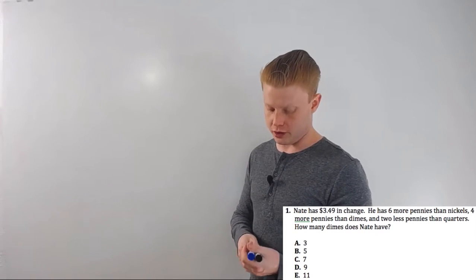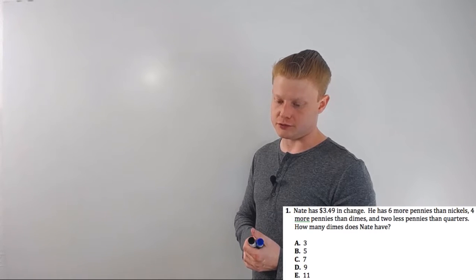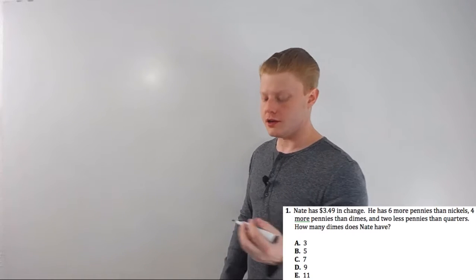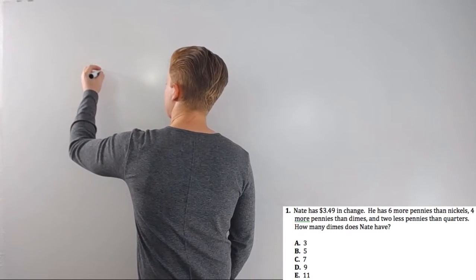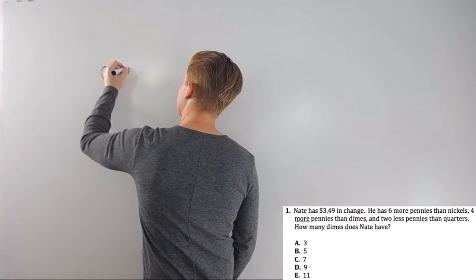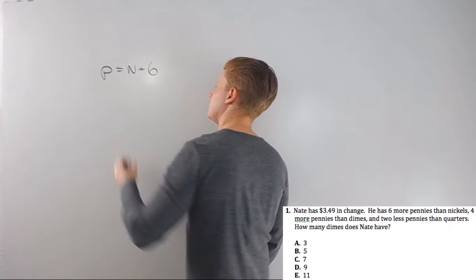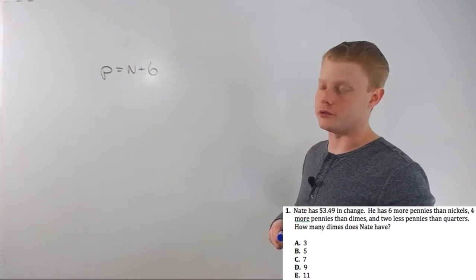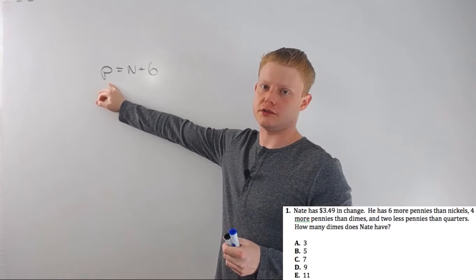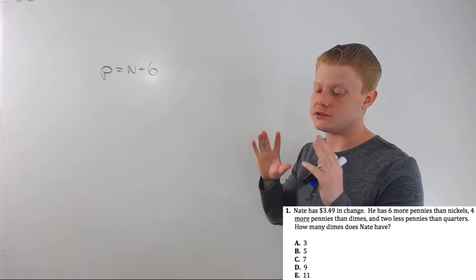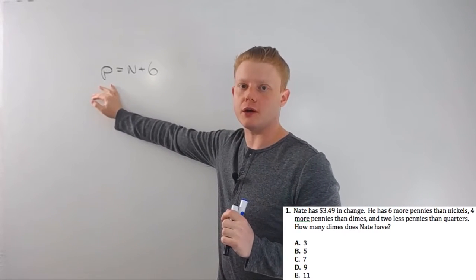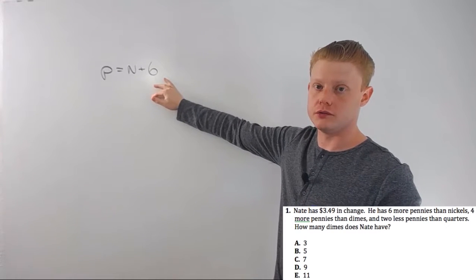So Nate has $3.49 and change. He has 6 more pennies than nickels. There's our first equation. 6 more pennies than nickels. You may want to go back and look at make an equation. Because what a lot of people do is they'll say P plus 6 equals N. Nate has more pennies than nickels. He has more pennies. So to make pennies equal to nickels, I've got to add to the nickels.